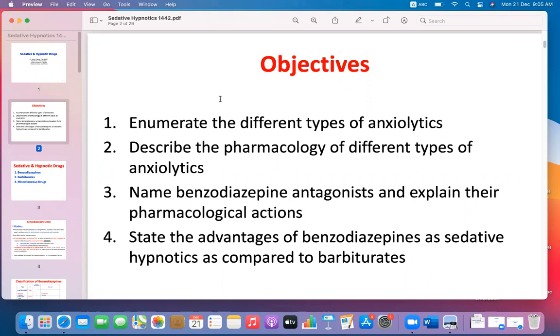Then the second objective is the pharmacology of different types of anxiolytics, benzodiazepine antagonist and pharmacological actions, and the advantage of benzodiazepines as sedative hypnotics as compared to barbiturates. Let us see one by one.